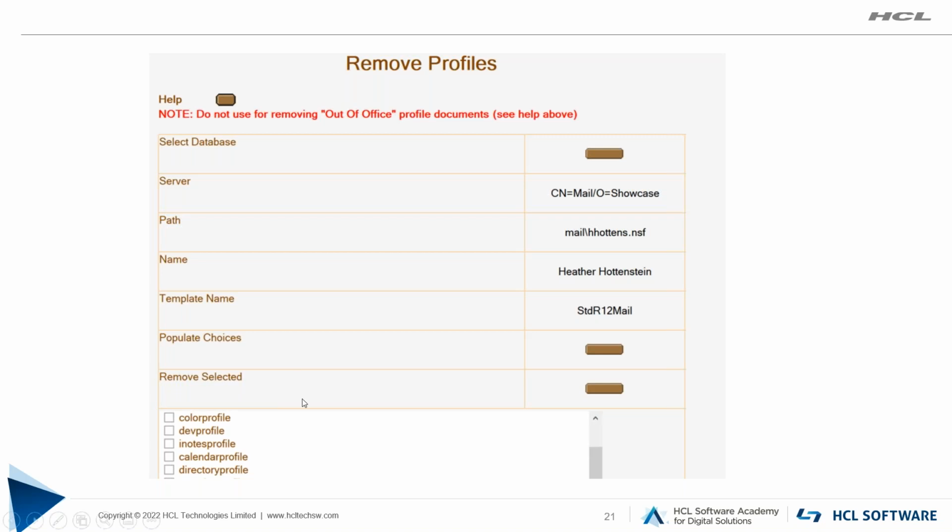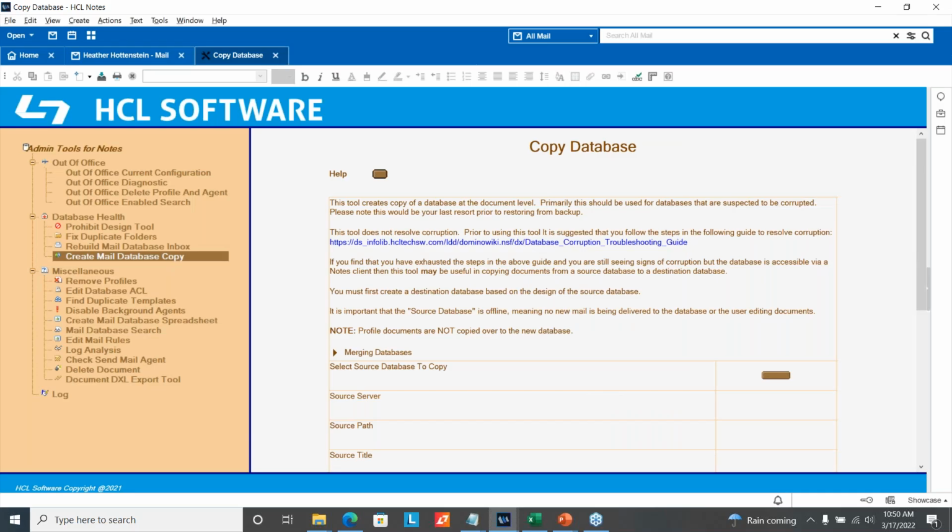So you're going to go ahead and select your information, and then you're going to click populate choices. When you click populate choices, it's going to provide for you a list of all of the profile documents that exist in the database. Now, I'm going to be honest with you, I'm pretty good on time right now, so I'm going to run this one live and show you exactly how many there are. So give me just one moment here.